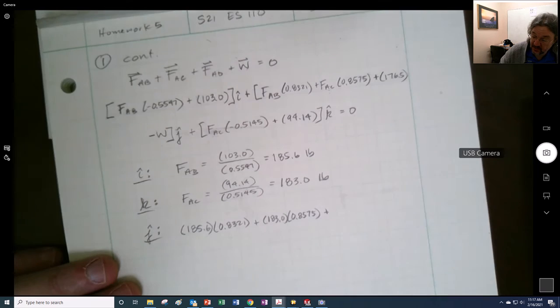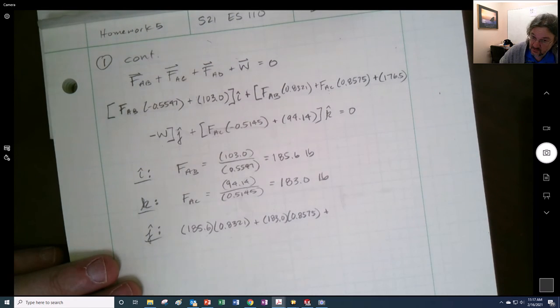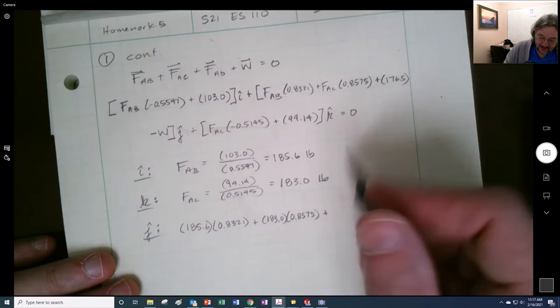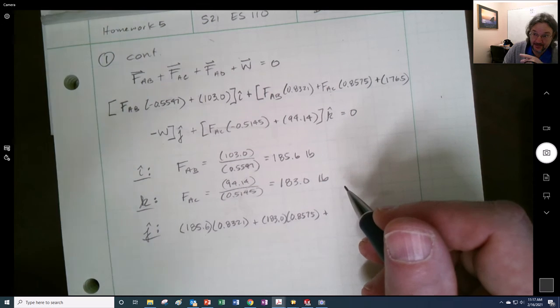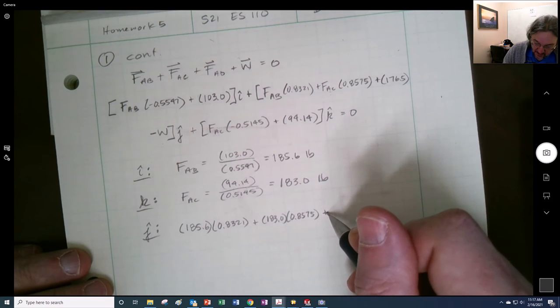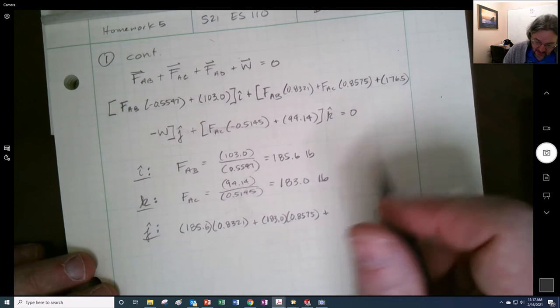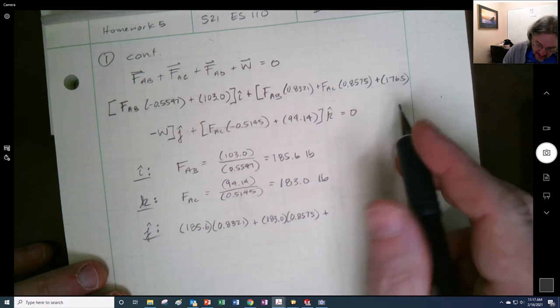Come on, please come back. Please come back. There you go. I think this had gone on long enough that my computer decided it was going to go into sleep mode or something.